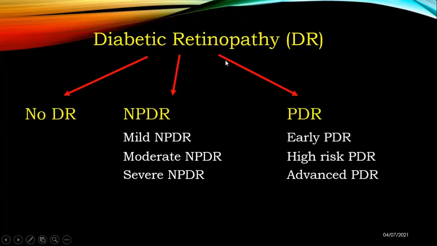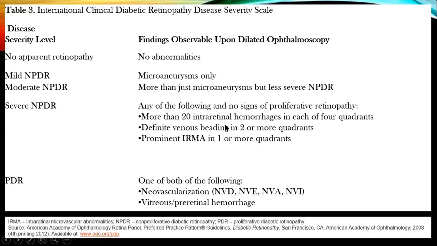And this is a simple classification of diabetic retinopathy. As medical officers, I think everybody should be familiar with this classification. This is the classification that we use for diagnosis and management purposes, as well as research and study purposes. Either they don't have any diabetic retinopathy, or they may have non-proliferative diabetic retinopathy or proliferative diabetic retinopathy. NPDR is again divided into mild, moderate, and severe. PDR is divided into early, high risk, and advanced PDR. Everybody should be familiar with this International Diabetic Retinopathy Disease Severity Scale, which, as I said, is the scale that we use for diagnosis and management purposes, as well as research purposes.